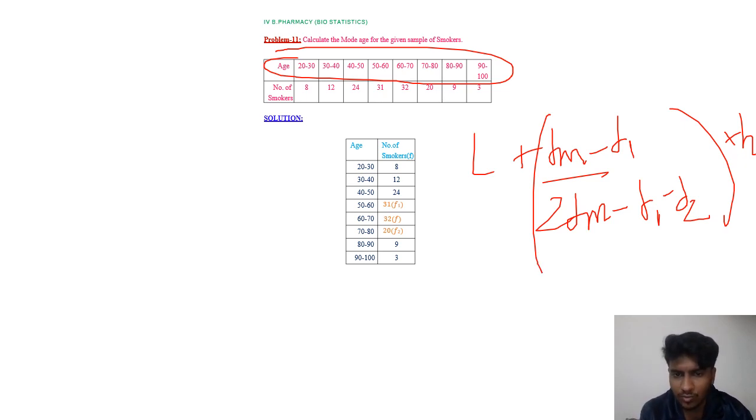So your Fm, that is your modal class, is 32 in this case. Your F1 value will be the upper value and your F2 value will be your lower value. Please remember this. The Fm value will be your modal class and then the F1 value.